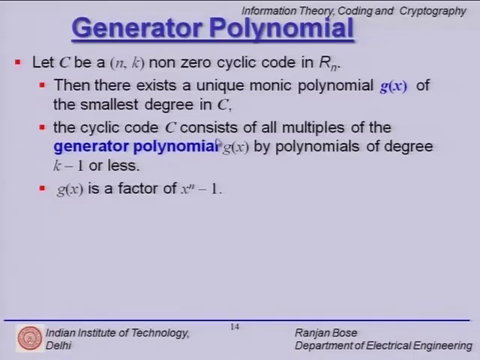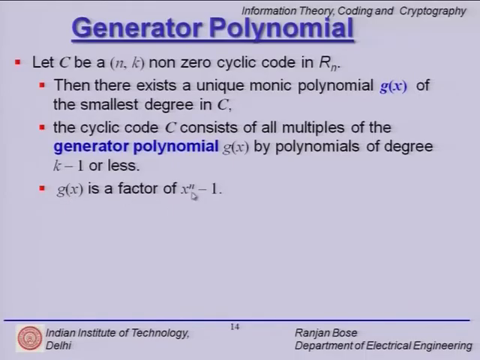The cyclic code C consists of all multiples of the generator polynomial g of x by polynomials of degree k minus 1 or less. And most importantly, g of x is a factor of x raised by n minus 1. Now, this is probably the most important observation here. If we state that g of x is a factor of x raised by n minus 1, that means we have now a recipe to create all possible cyclic codes.